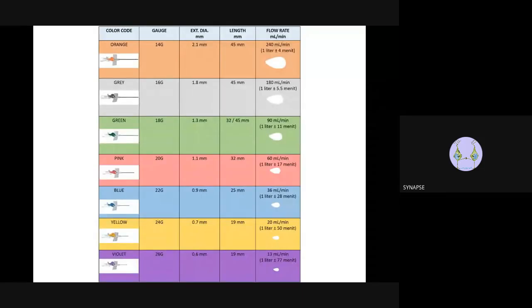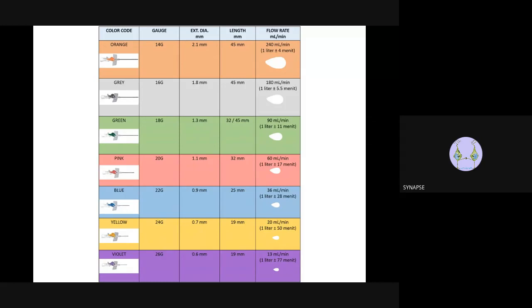Violet, we hardly use it. For pediatric patients, we use it. That is 26. And for blood transfusion, which one do we normally prefer? Do we need a bigger bore cannula or a smaller one for blood transfusion? Smaller or bigger?